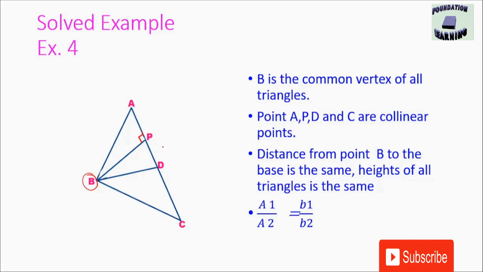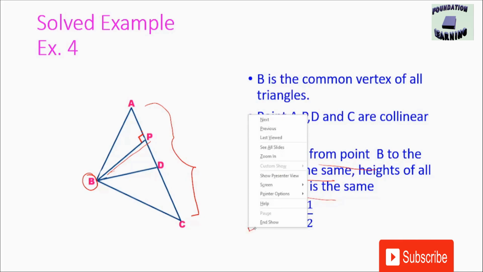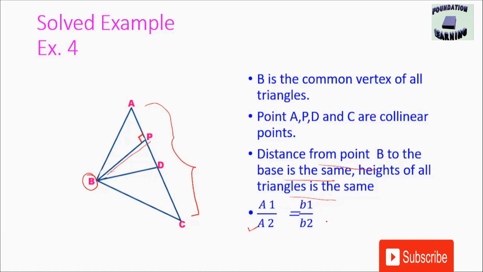Points A, P, D and C, all these points are collinear. When they are collinear, the distance from point B to the base is the same. So we have found that their height will be the same. Height of all the triangles will be the same. Therefore, we'll take the formula A1 upon A2 is equal to B1 upon B2.